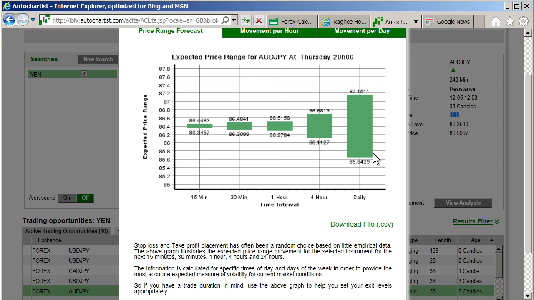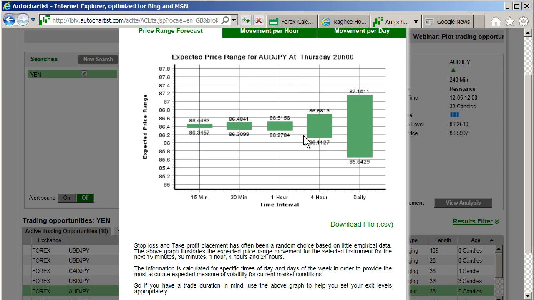So according to the current volatility and the current price movement, even if I was given 24 hours from right now, 8 p.m. Eastern Standard Time to 8 p.m. tomorrow, although tomorrow is a Friday, given 24 hours, I still wouldn't get down to 85.37 according to the current volatility of this Aussie yen.